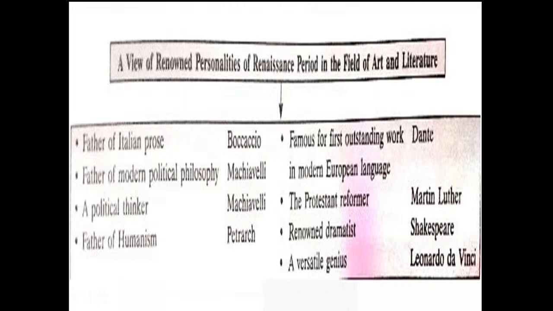Iske alawa, if I talk about other English writers of the Renaissance period were Francis Bacon, Shakespeare, Ben Jonson, Marlowe, etc. Francis Bacon was a famous essay writer. Shakespeare, Ben Jonson, Marlowe were the renowned dramatists. Shakespeare's works have never been excelled in any language. Iske baad ek aur book thi, that was Paradise Lost. Paradise Lost is an immortal work of Milton. Spenser is the author of the graceful poem named Faerie Queene. So these are the points.